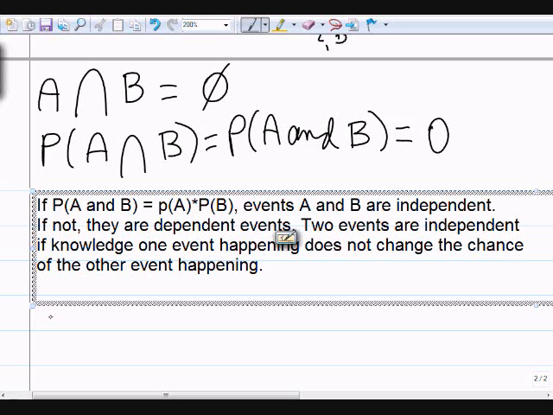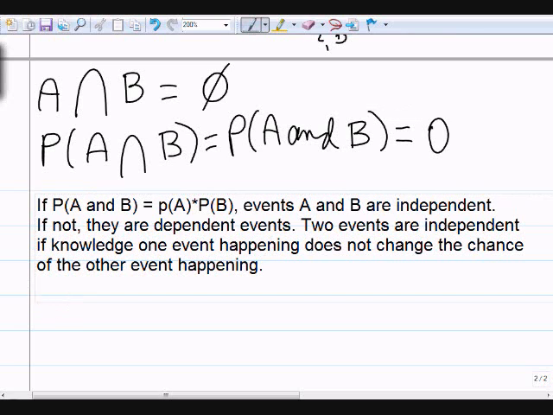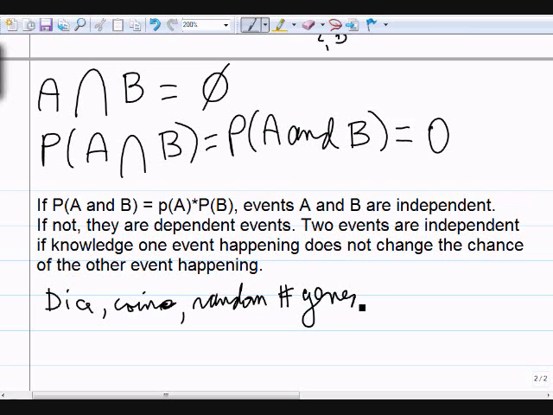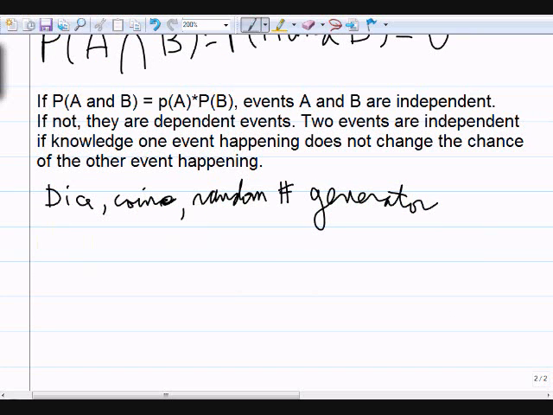So we'll list some independent events here. Maybe you can think of some. So dice and coins are independent. Can you think of any other events that might be independent besides dice and coins? Random number generator. Cards, it depends upon whether you replace. Okay, so we'll do that when we get to dependent.